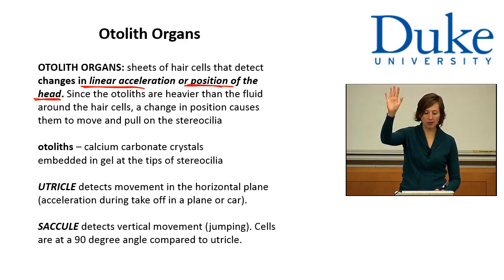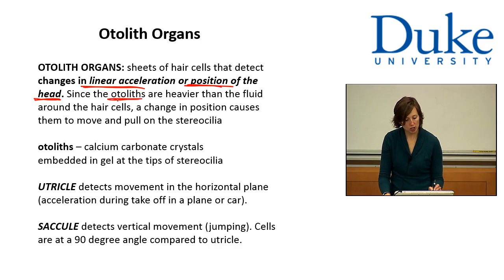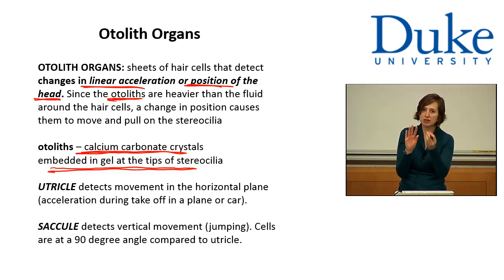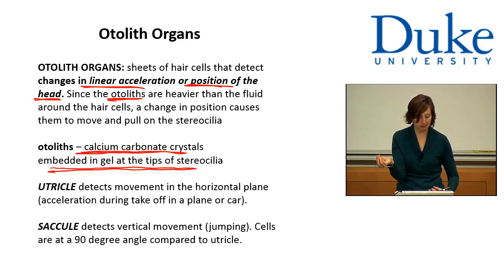And then on top of that are going to be otoliths, which are calcium carbonate crystals that are in this gel that is found at the tips of the stereocilia. And since they're calcium carbonate, they're very heavy. And so that means that a change in the position of the utricle or saccule is going to cause those calcium carbonate crystals, the otoliths, to be pulled by gravity and then to pull on the tips of the stereocilia, which will be the signal that there's been movement or change in position.